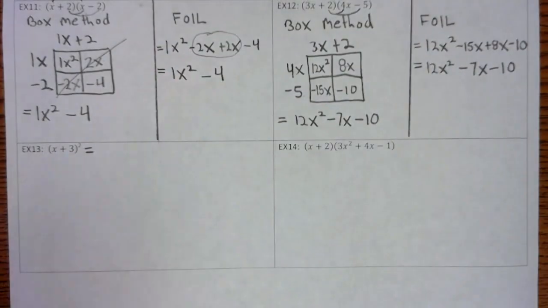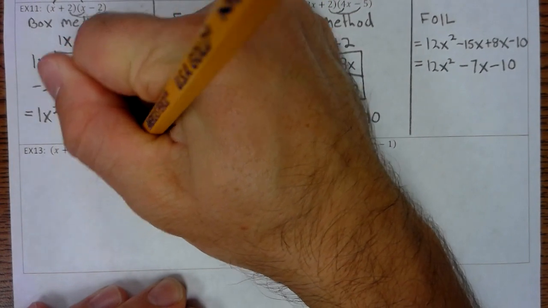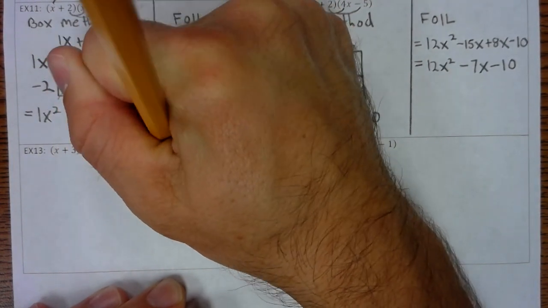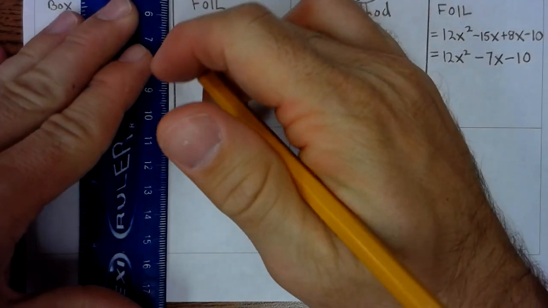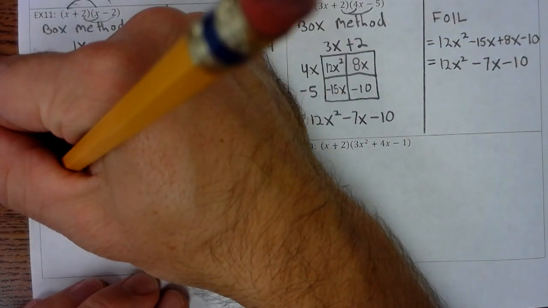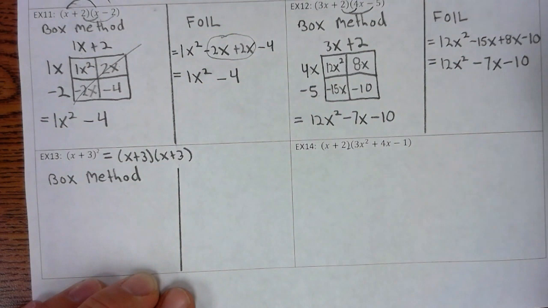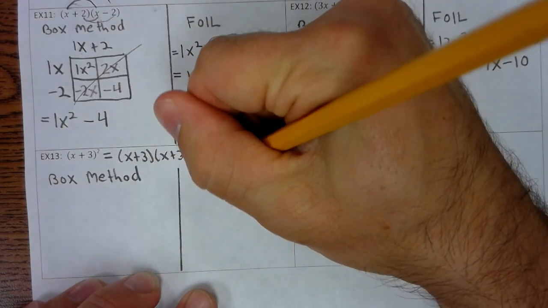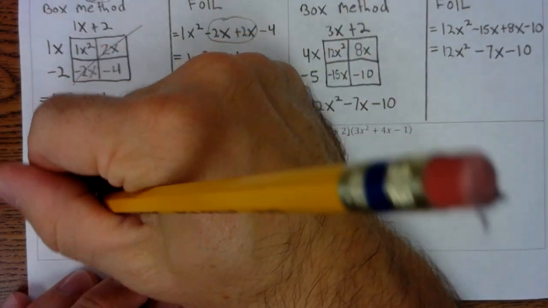All right, let's take a look at example 13. Now, x plus 3 squared is x plus 3 times x plus 3. So, I'm going to do the box method. And we're going to do FOIL. So we draw a box.